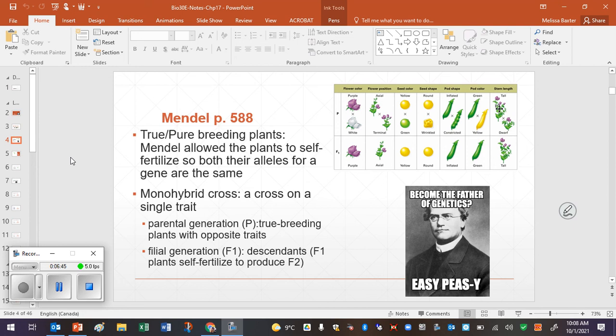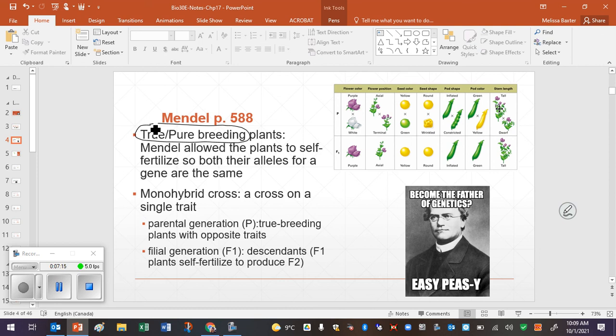So Mendel was a monk, and he lived in a monastery. And he had a lot of time on his hands, and he had a big garden where he was growing peas. And he started experimenting with these pea plants to see if he could predict or figure out how different characteristics were getting passed on. And so Mendel used what we call true or pure breeding plants. That is a term that you absolutely must know.